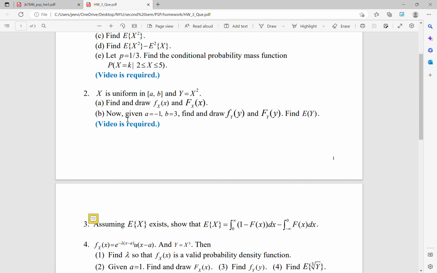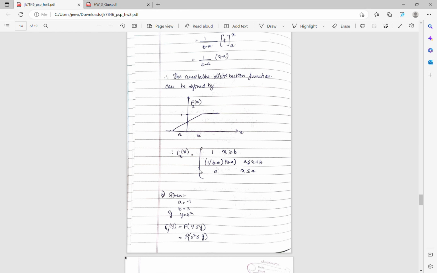Now coming to the second part, it is given that a is equal to minus 1 and b is equal to 3. Now we are asked to draw the probability density function and the cumulative distribution function, and we're also asked to find the value of E of Y. So let's look at that.